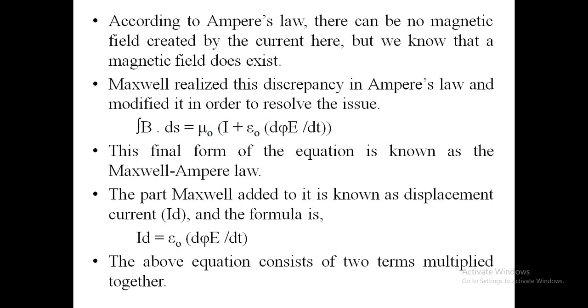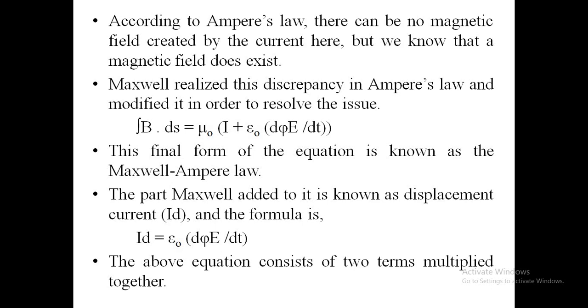The modified law is given as integral of B ds is equal to mu naught multiplied with I plus epsilon naught d phi E by dt. This is the final form of the equation which is known as Maxwell Ampere law. The part that Maxwell added to it is known as the displacement current ID, and that can be given as ID is equal to epsilon naught d phi E by dt.